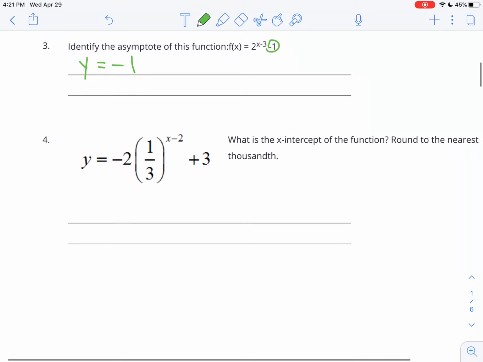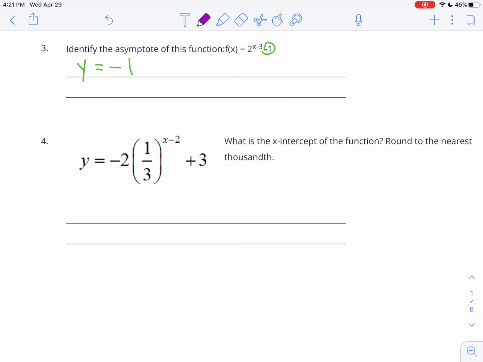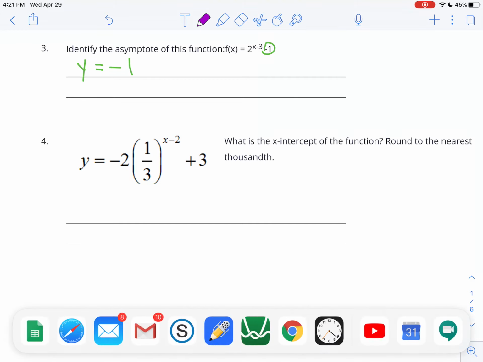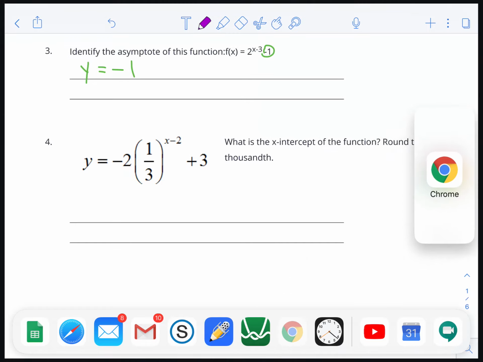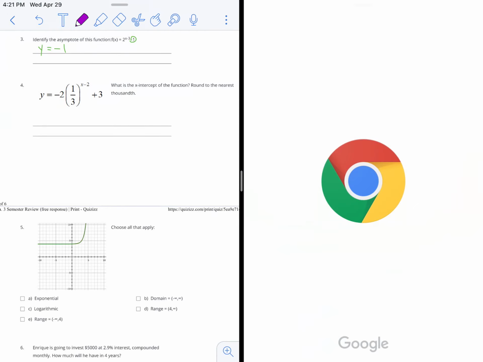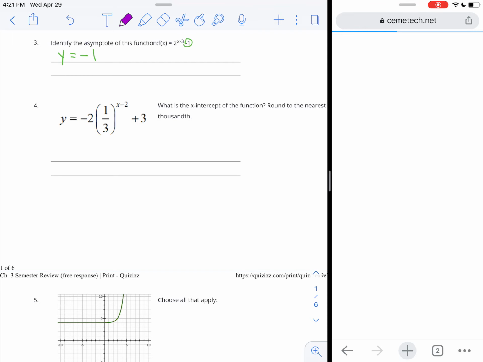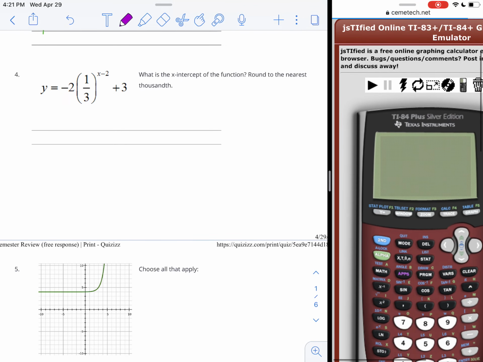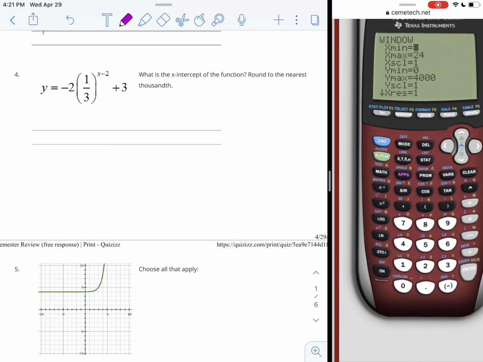All right, an x-intercept of the function. Sometimes they work out nicely, sometimes they don't. I guess let's just do it together. What the heck? Here we go. Calculator time. So we're going to use the graph. And so minus 2 parentheses 1/3 raised up to the x minus 2, then plus 3.